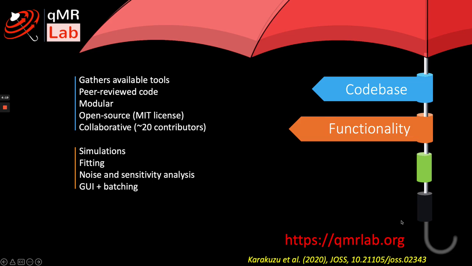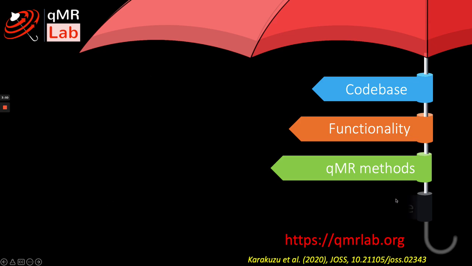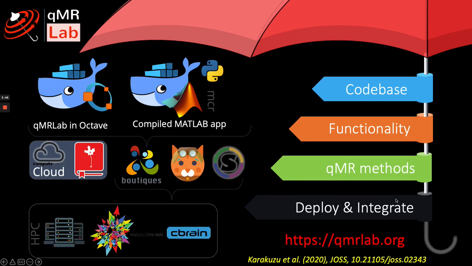With QMRLab, you can run simulations, noise and sensitivity analysis to optimize your quantitative protocols, and of course, you can fit quantitative maps from real-world data. It has a graphical user interface that allows you to access all the features without dealing with scripts, where you can also quickly analyze your data using an ROI toolbox. We support 23 different methods under multiple categories, including diffusion imaging, relaxometry, magnetization transfer, QSM, and field mapping. And it has a full-fledged continuous integration and deployment mechanism in place. This makes it easy to deploy QMRLab on cloud and on supercomputers under version control.